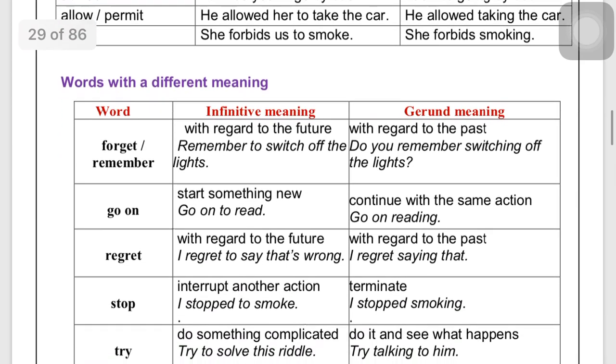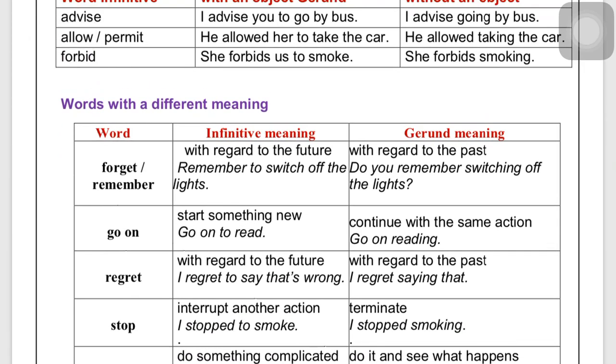We have another list of verbs which are followed by gerund or infinitives, but it will be in different meanings. Let's have a look at these verbs. Let's see forget or remember.